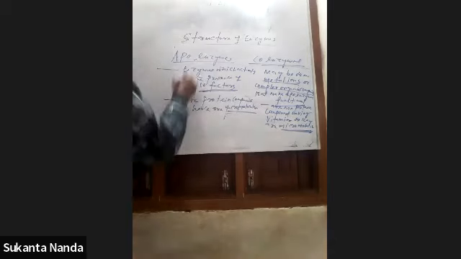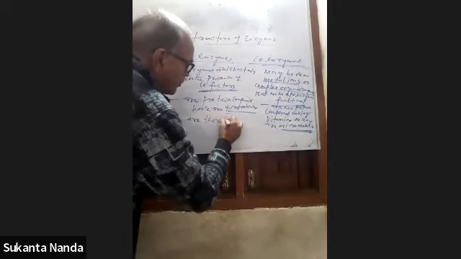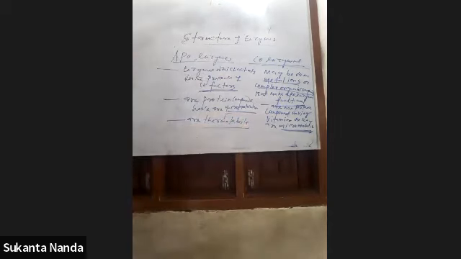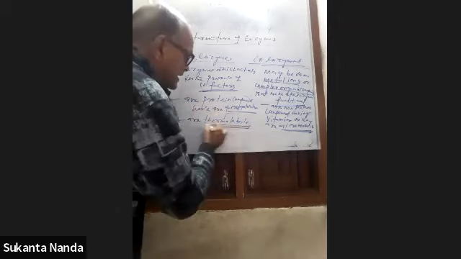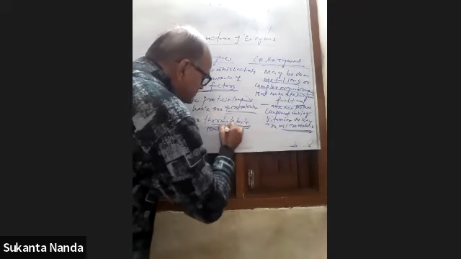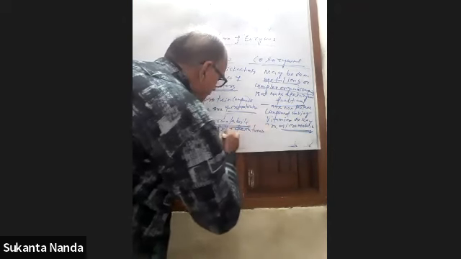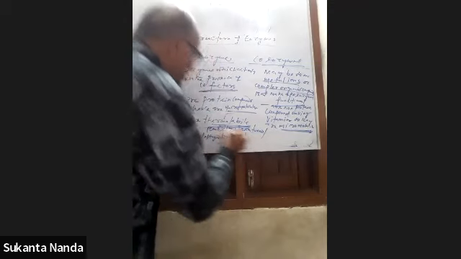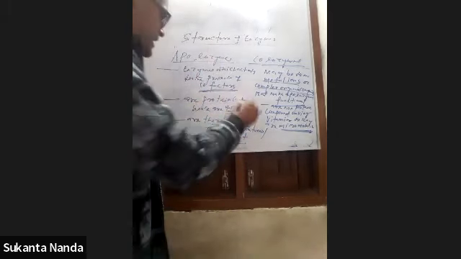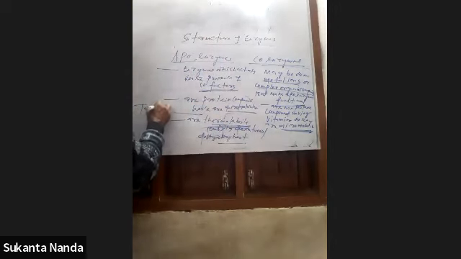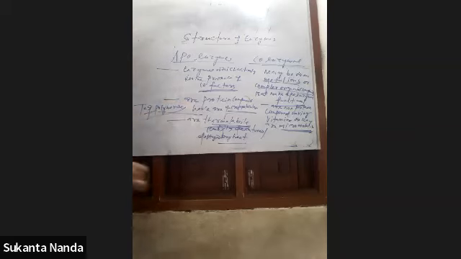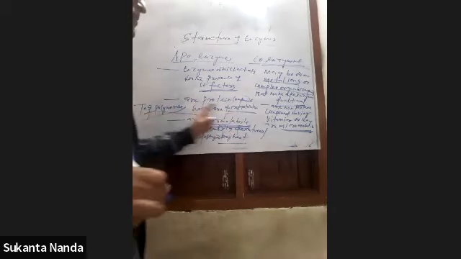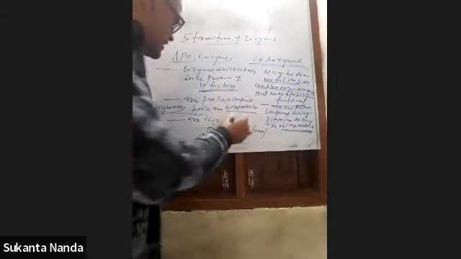Then come to the third point. Apoenzymes are thermolabile. Thermolabile means, students, readily denatured or destroyed by heat. An example is Taq polymerase, an enzyme which is thermolabile, because such an enzyme can be denatured or destroyed by heat.